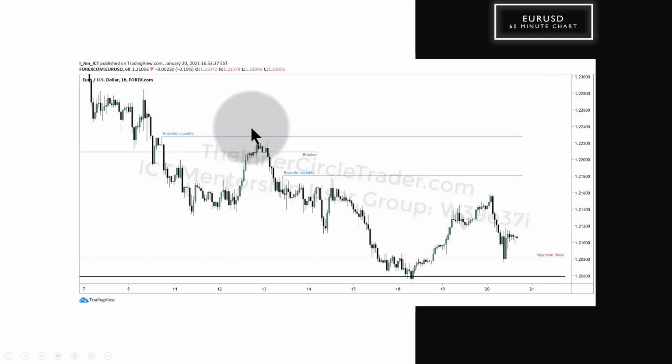We have a buy side liquidity pool here, and we have a buy side liquidity pool here. We had that little shallow run on the sell side liquidity, which is that weekly fair value gap, the high end of the weekly fair value gap. We traded into that and then rallied one more time, and then broke down and stopped dead in its tracks on the rejection block.